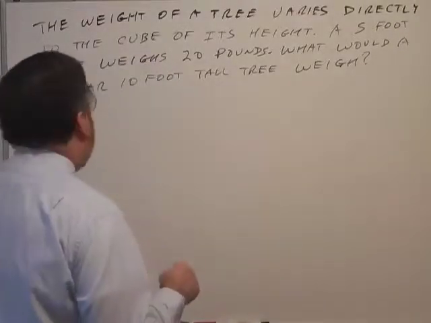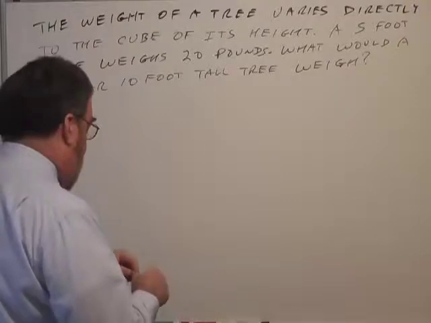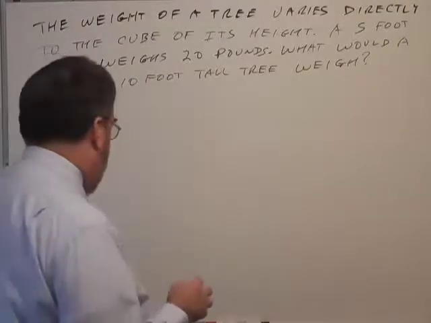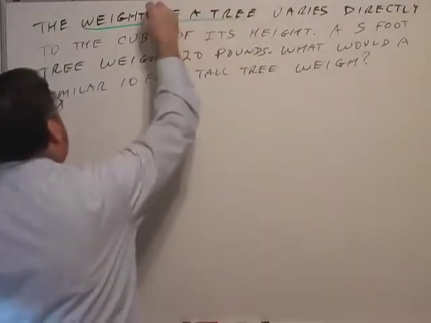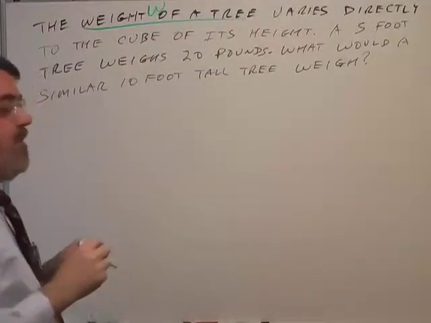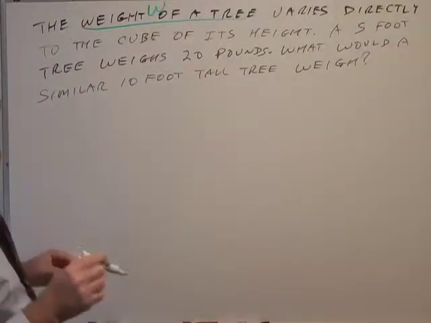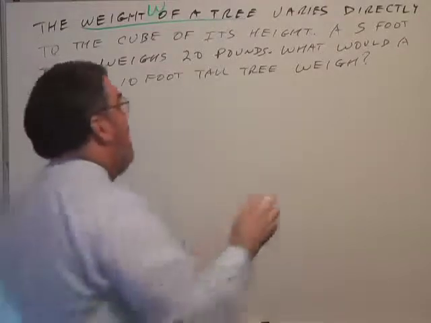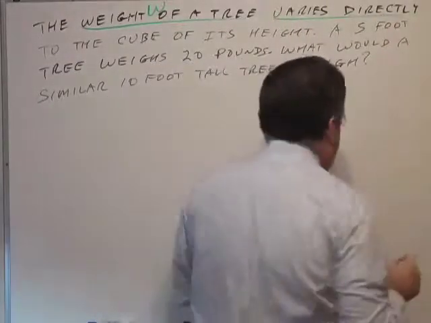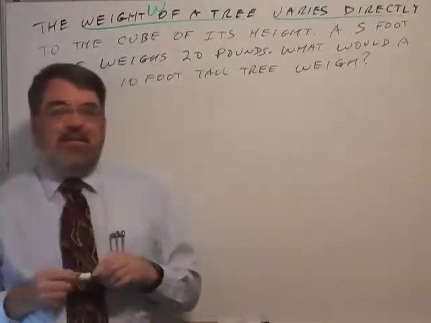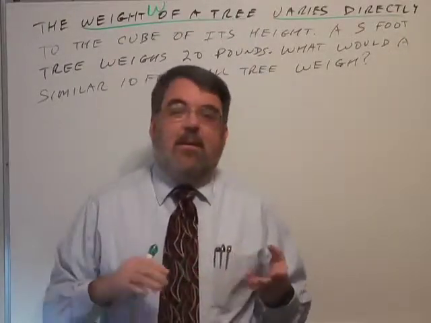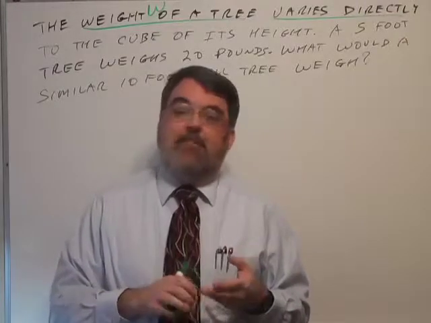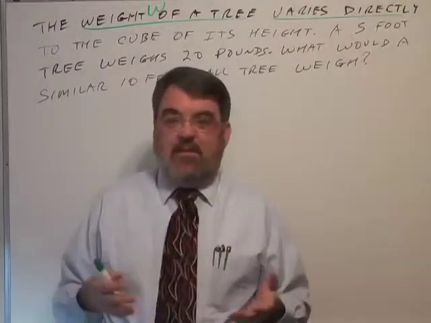All right, the weight of a tree. I'm going to call that W. So weight is W. It varies directly. Now, varies directly is an important phrase. There are a couple of those phrases in this section. There's varies directly, varies inversely, varies jointly. And so we'll work examples of all those.